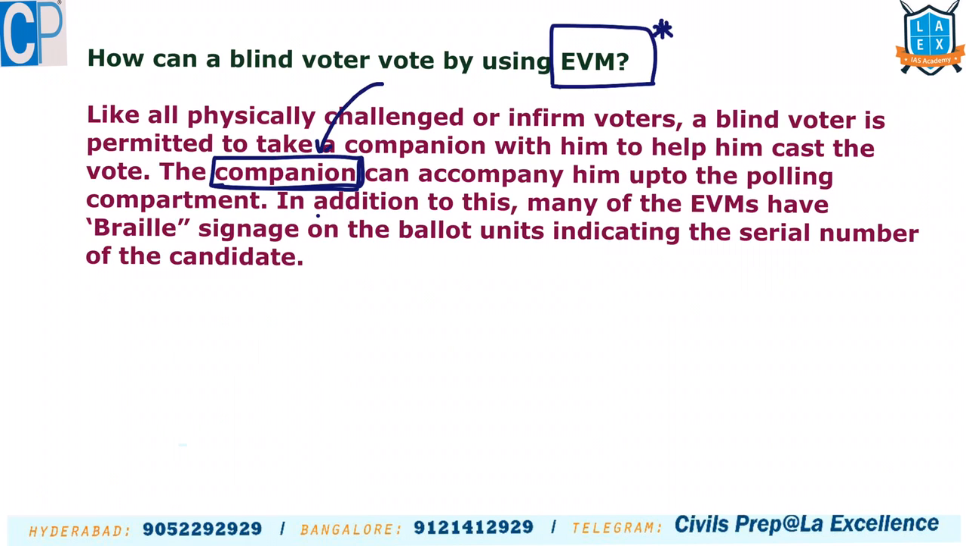Or if a blind person is there, Braille language ballot units indicate the serial number of the candidate. Based on that, they can vote. That's how the Election Commission of India is making elections accessible to all.